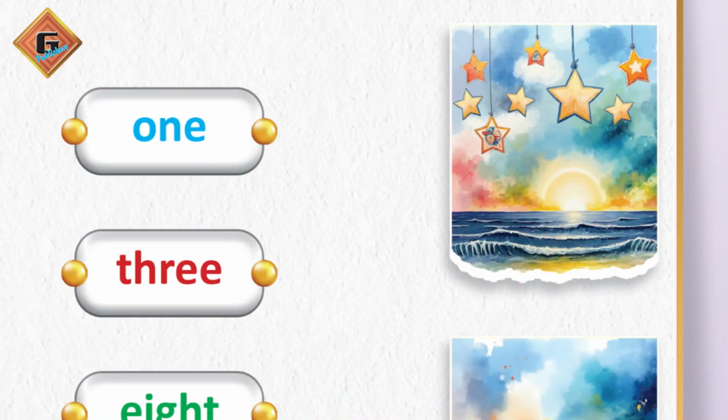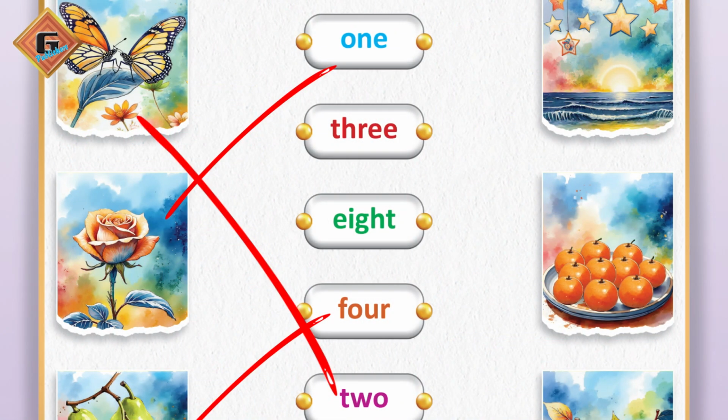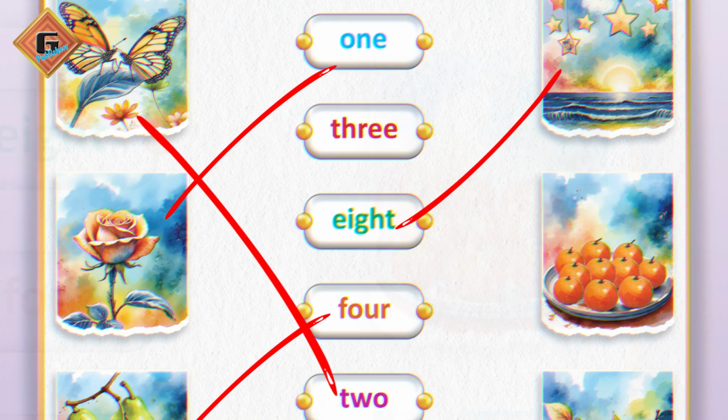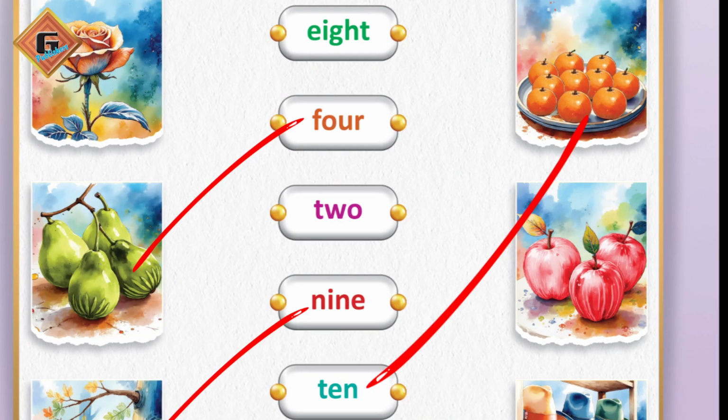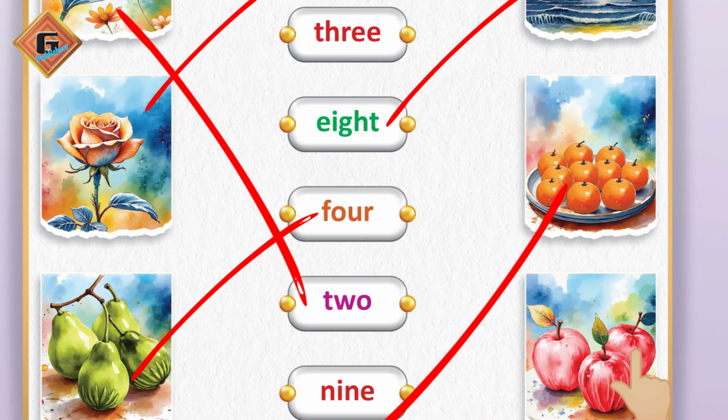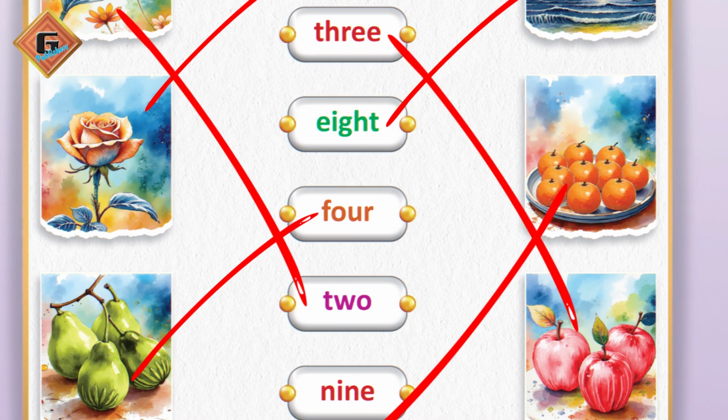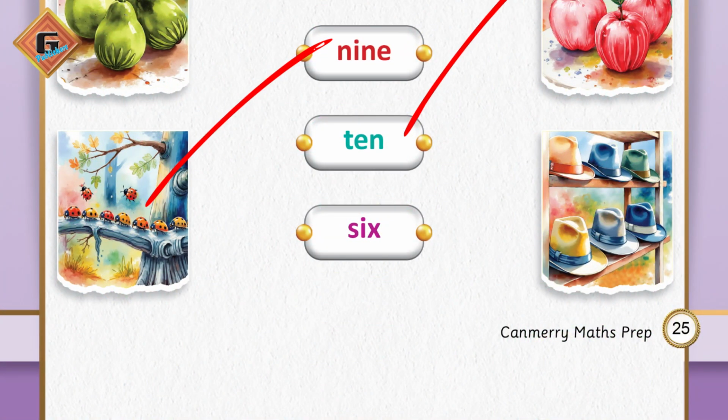Next are stars. Let's count it. 1, 2, 3, 4, 5, 6, 7, 8. How many stars are there? 8. Let's match. Now count the tomatoes. 1, 2, 3, 4, 5, 6, 7, 8, 9, 10. Now count the apples. 1, 2, 3. It's 3. Match it with the number word 3. Now count the hats. 1, 2, 3, 4, 5, 6. So match it with the 6.